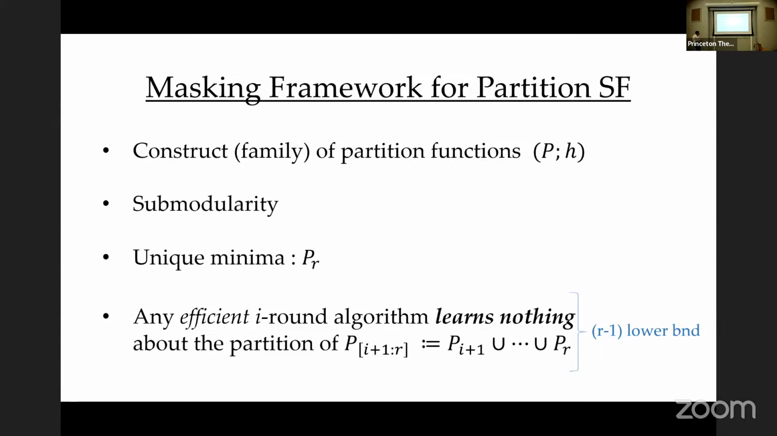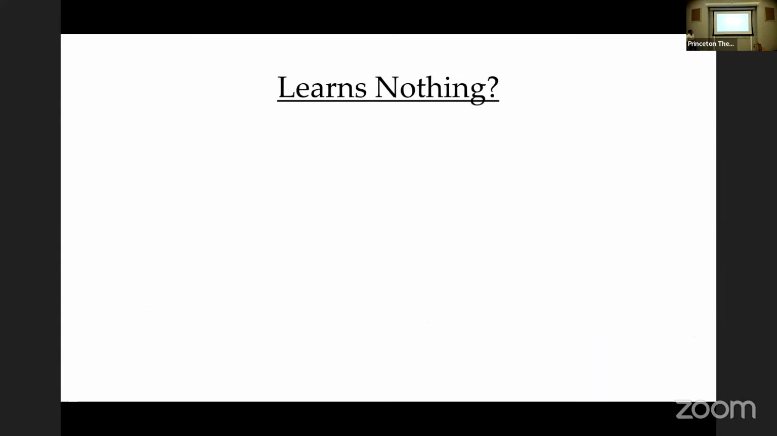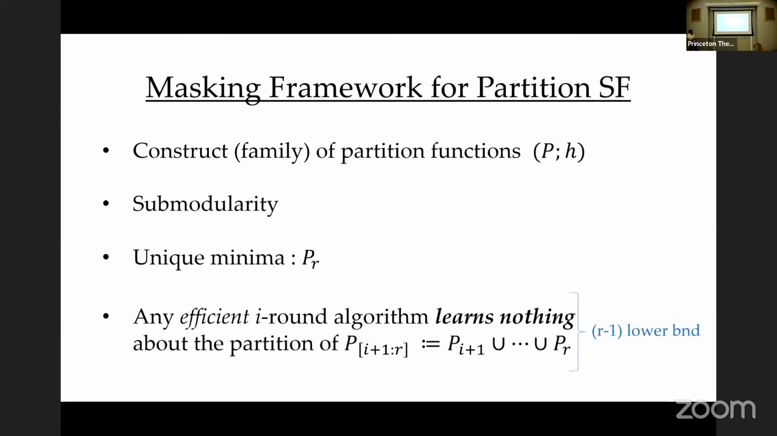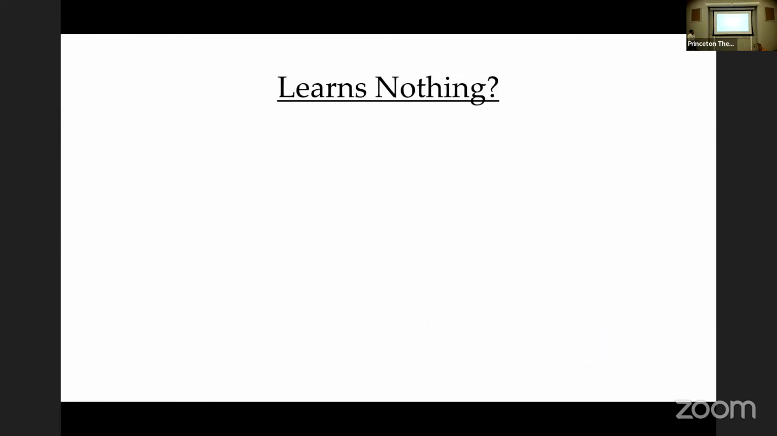So let me give a little more detail. What do I mean by this learn nothing? Again, P is a random equipartition. R pieces, each piece has n by R elements. H is fixed, which I want to construct with the following properties.